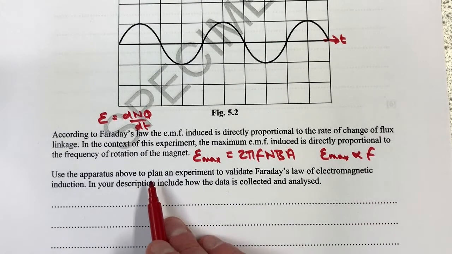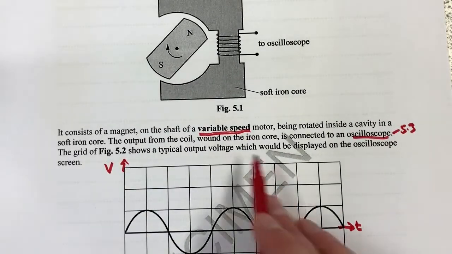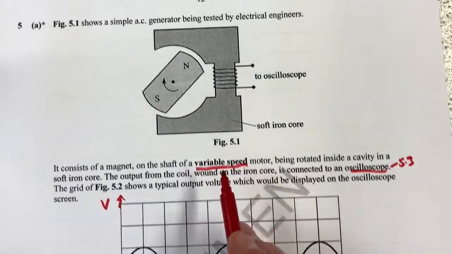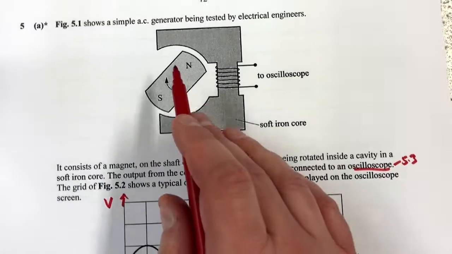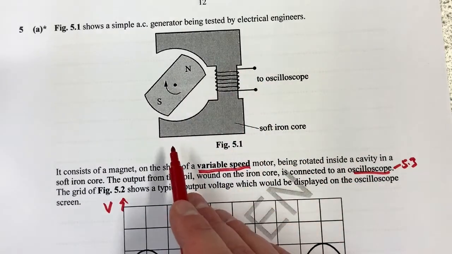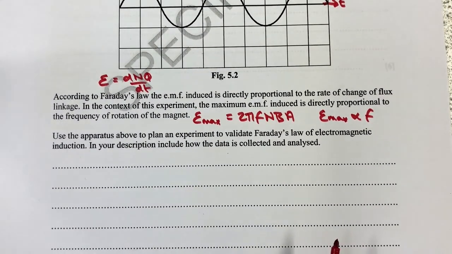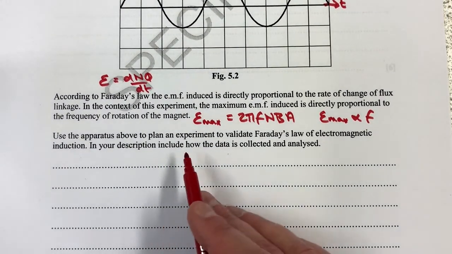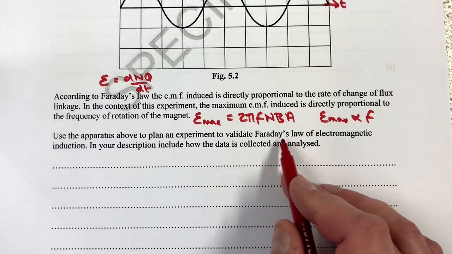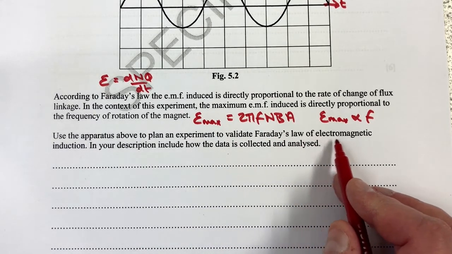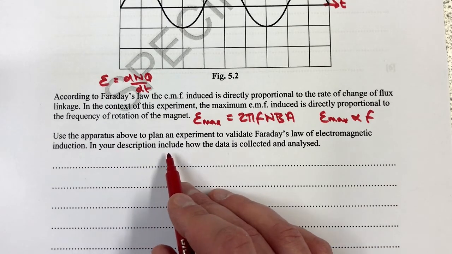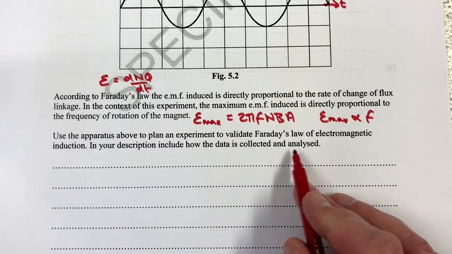Use the apparatus above, so that means an oscilloscope and this variable speed motor attached to a magnet rotating inside a coil. Use the apparatus above to plan an experiment to validate Faraday's law of electromagnetic induction. In your description, include how the data is collected and analysed.